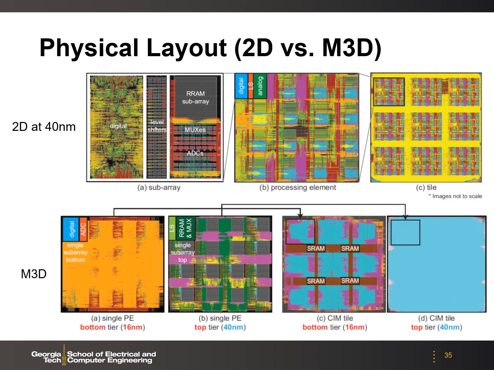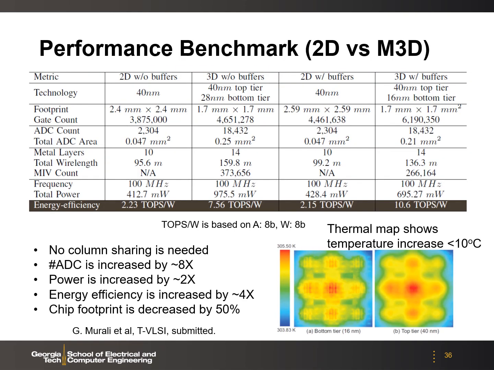This is a physical layout generated by the synthesis tool. The top row shows the 2D baseline design at 14 nanometer node, with a hierarchical view from the subarray to the PE to the tile. And the bottom row shows the monolithic 3D partition, where the logic transistors are placed at the bottom tier at 16 nanometer, while the RRAM array and the mux and level shifter are placed at the top tier at 40 nanometer node.